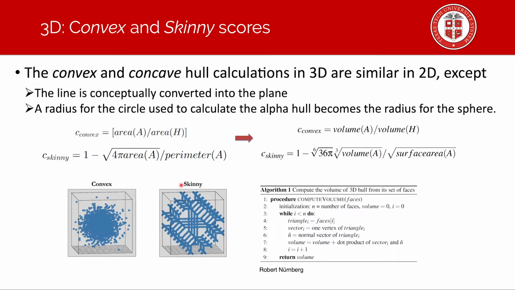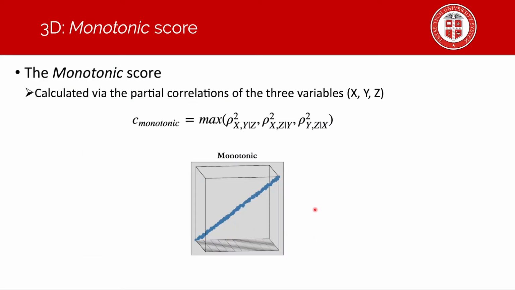It is also worth noting that we adopt the algorithm from Robert Nürnberg to compute the volume of 3D hulls from their set of faces. This is a very efficient algorithm. Monotonic score in 3D. The monotonic score is calculated via the partial correlation among the 3 variables. So we take the maximum of the partial scores of every pair of the 3 variables. Here is an exemplar plot for the monotonic score in 3D.